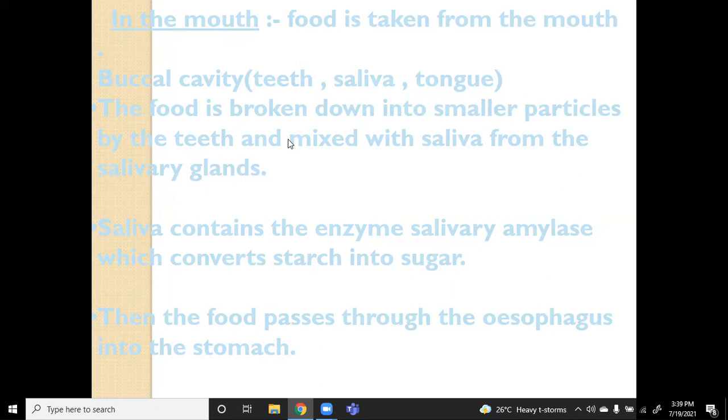Then the next step is that food will enter the food pipe. The name of the food pipe is the esophagus. The first part of digestion starts from the mouth itself. It is a very important question, asked many times.